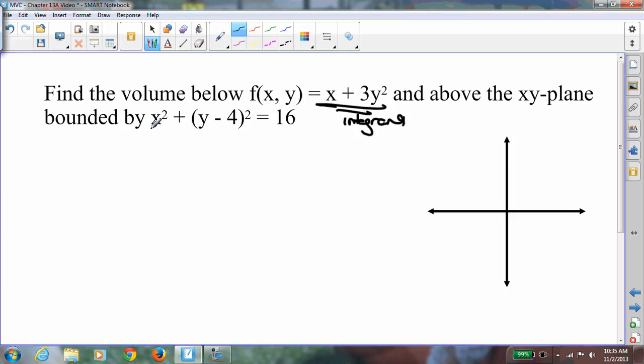And this part here defines my R. And you typically don't put them together into the same integral, or you don't combine them into the integrand or the bounds. So they do stay separate ideas.